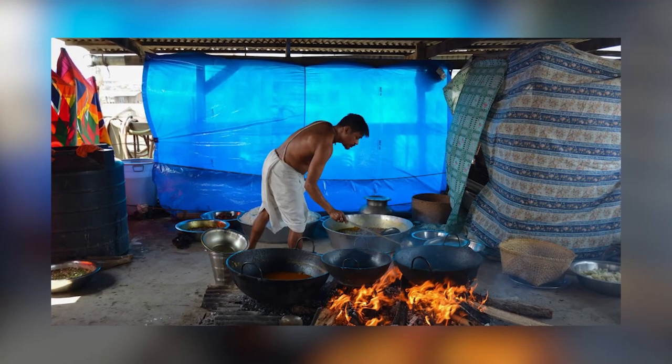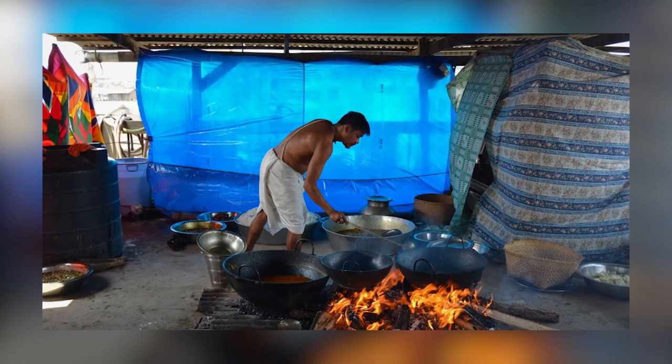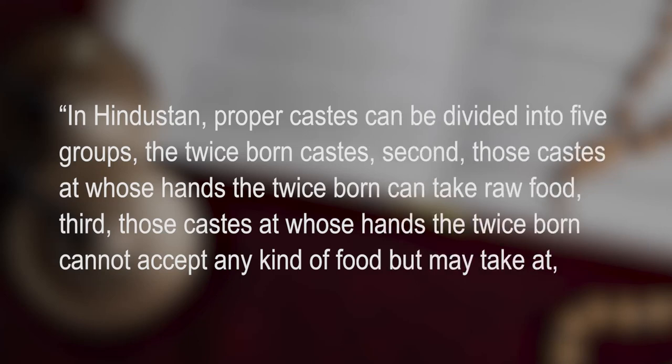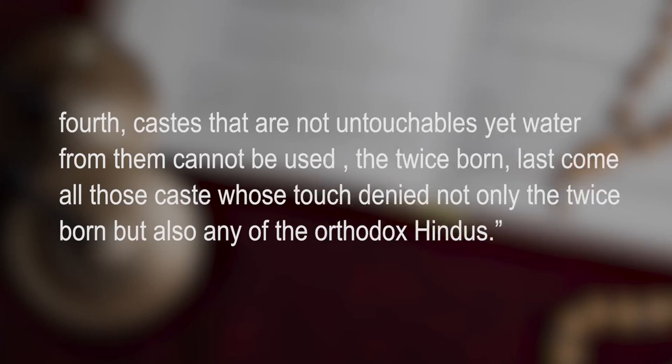In practice, most of the castes do not hesitate to take cooked food from a Brahmin. G.S. Ghurye gives an account in the matter of food and social intercourse, which says, in Hindustan, proper castes can be divided into five groups: first, the twice born castes; second, those castes at whose hands the twice born can take raw food; third, those castes at whose hands the twice born cannot accept any kind of food but may take water; fourth, castes that are not untouchables, yet water from them cannot be used by the twice born. Last came all those castes whose touch defiled not only the twice born but also any of the Orthodox Hindus.